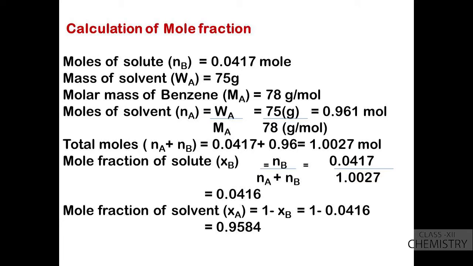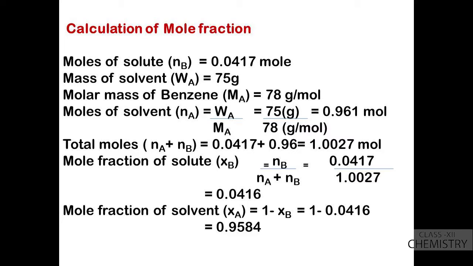First we calculated the molality, then next is the calculation of mole fraction. The moles of the solute which I got earlier is 0.0417 mole. Mass of the solvent WA is equal to 75 gram. Molar mass of benzene, calculated by adding the atomic masses of the elements present in the formula of benzene, C6H6, is 78 gram per mole. Moles of solvent, NA, is calculated by WA, the given mass, divided by MA, the molar mass of the solvent, that is 75 divided by 78.